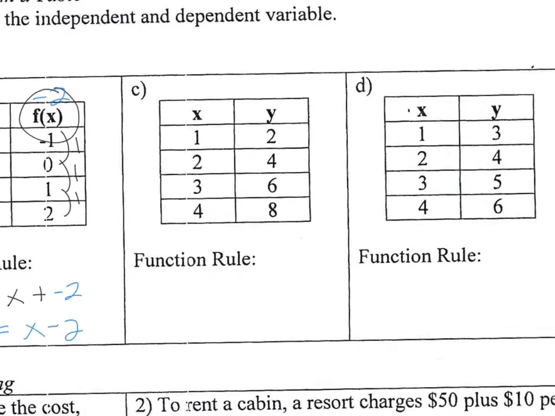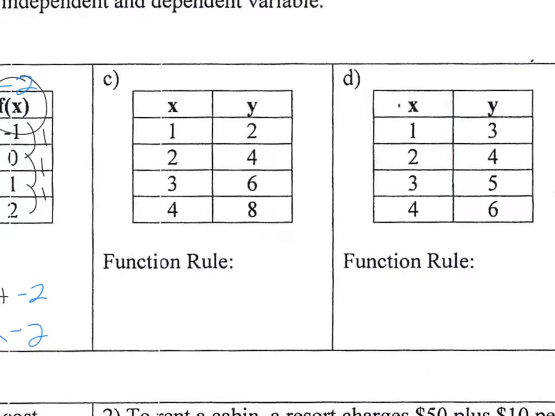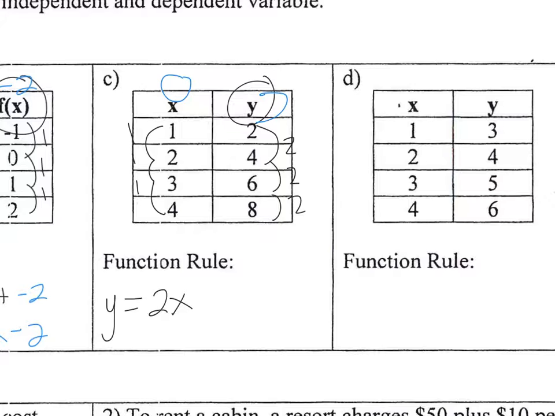Letter C. So I'm going up 1, 1, 1. I'm going up 2, 2, 2. So the slope is 2 divided by 1, so it's 2. I'm going to use y equals 2x. Now my y-intercept is, if I add 0 to the table, what would this value be? Well, it would be 0. So it's y equals 2x plus 0, or just y equals 2x.